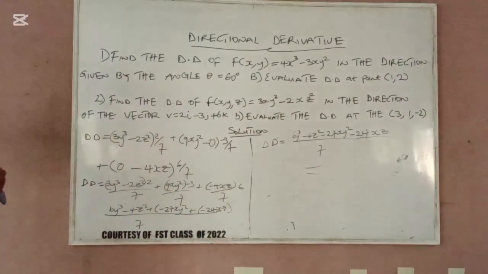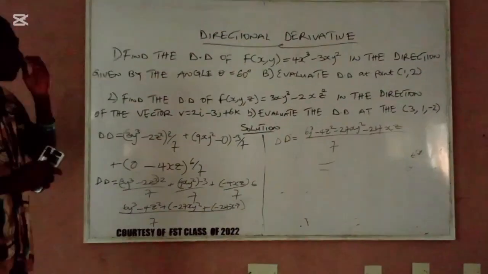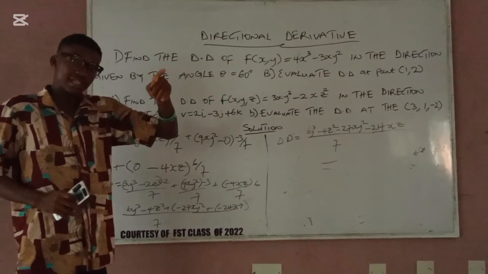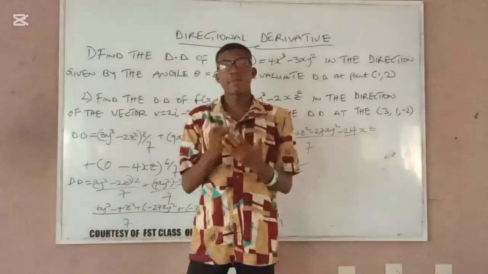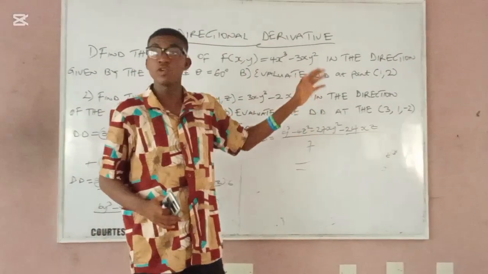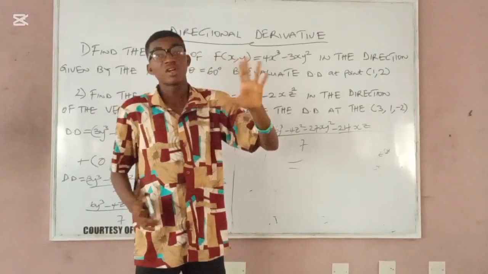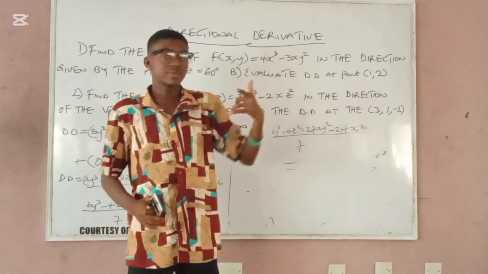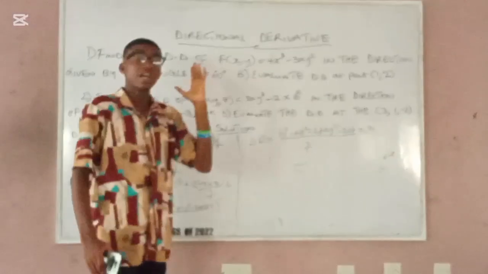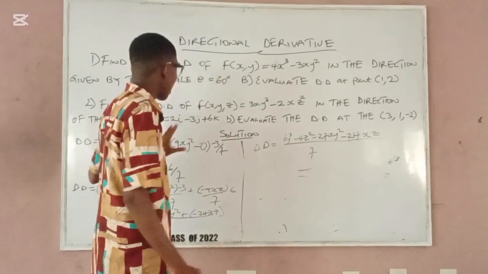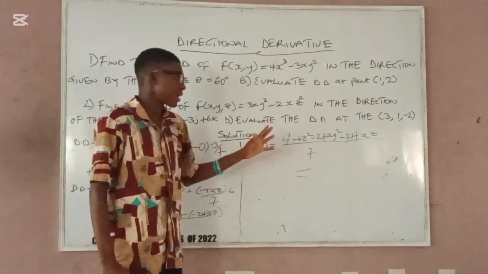So that's the exercise for the directional derivative. You find your u first, depending on whether an angle was given. If an angle was given, your u is cos theta, sin theta, but if a vector was given, your u is the vector over the magnitude. After that, you learn your formula for the directional derivative, you apply it, and you get your final answer.